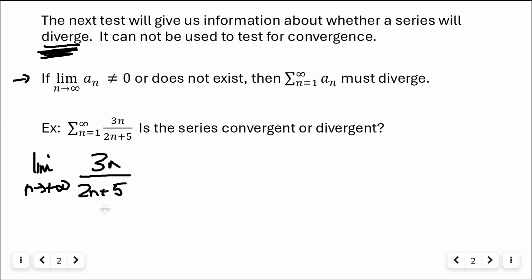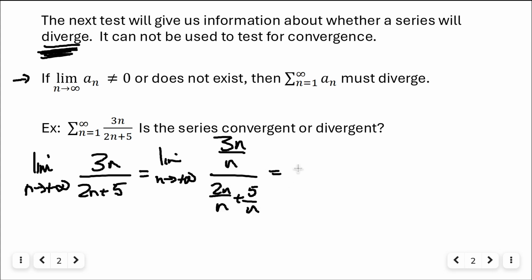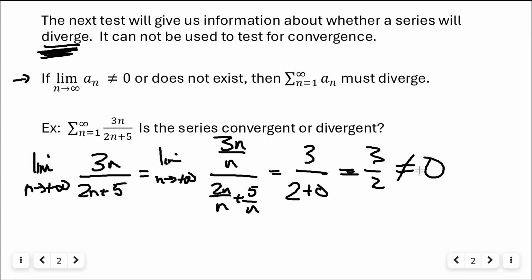There's a couple ways you can do this. Take the limit of each individually, you get infinity over infinity. That's indeterminate. So you can use L'Hopital's rule, or you can divide by the dominant power. If you divide by the dominant power, you'd be dividing by n. So that's 3n over n, 2n over n, plus 5 over n. That would give me 3 up top in the numerator. In the denominator, it's 2 plus the limit as n goes to infinity of 5 over n, which goes to 0. That's 3 over 2. This limit does not equal 0.